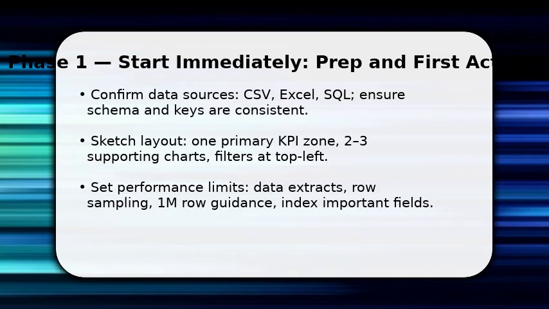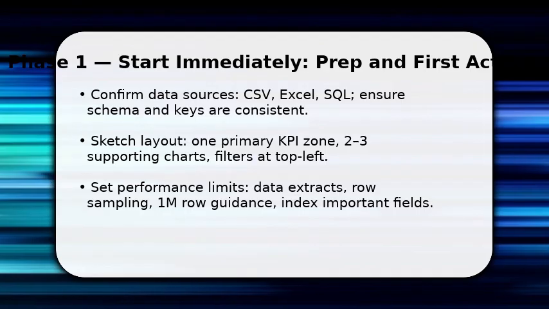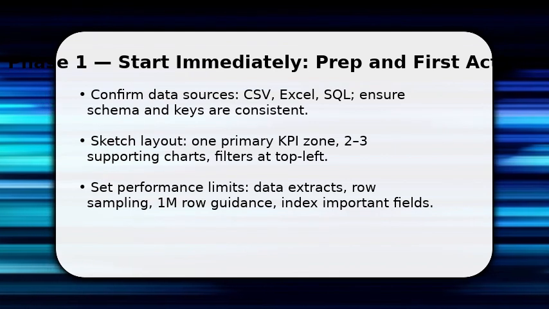Next, clean columns, rename fields, and set data types. This avoids misaggregation later. Make sure to define joins and keys now. If joins are complex, build a clean staging extract. By doing these steps first, you save time downstream and avoid rework.